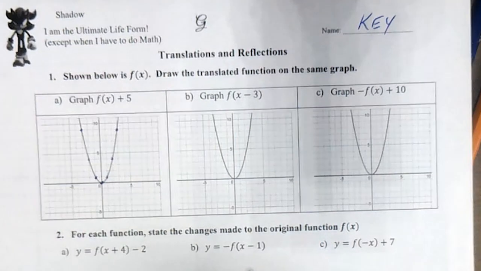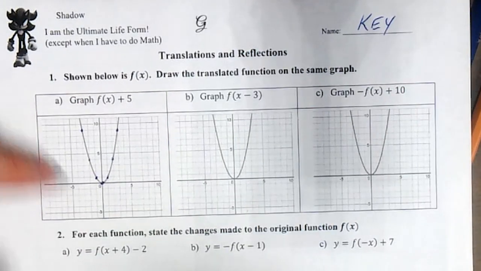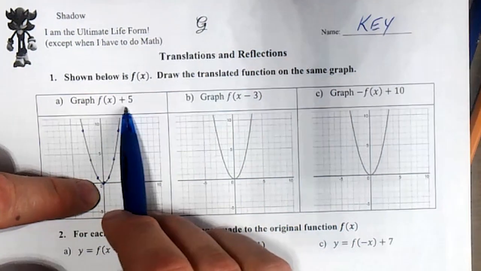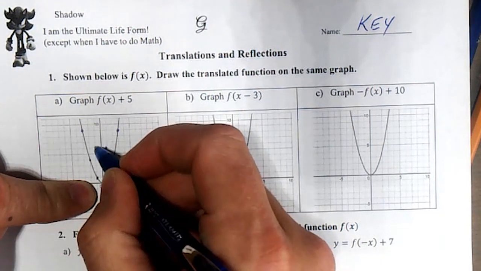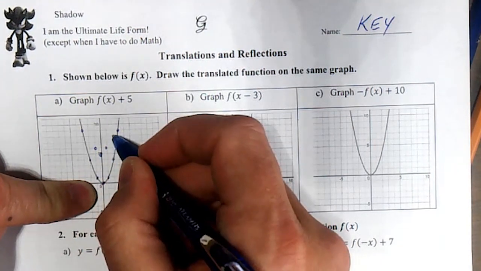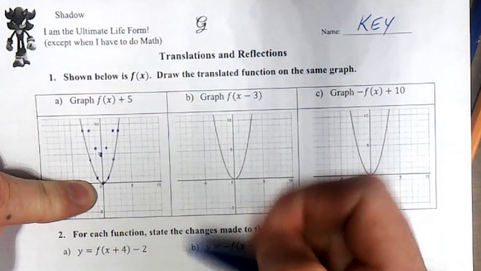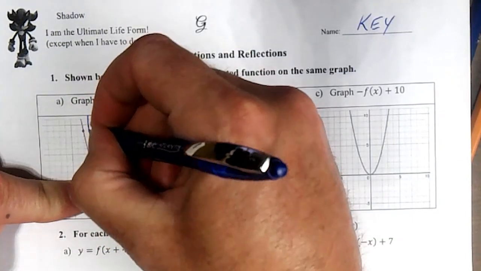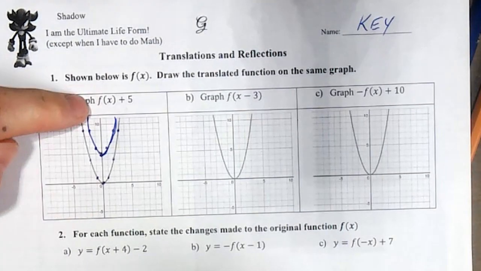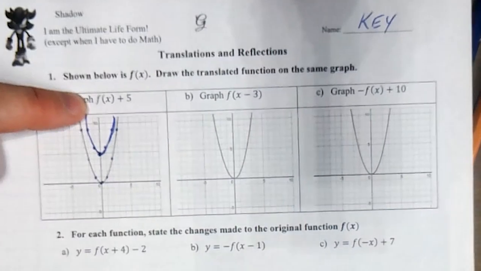So when you're doing this, just take it point by point. Every point will move 5 units up. This one moves there. This one moves up. Everything that's on the grid moves up. And then once you've got an idea, you can start drawing in the new graph. So f of x plus 5 is just 5 units up.